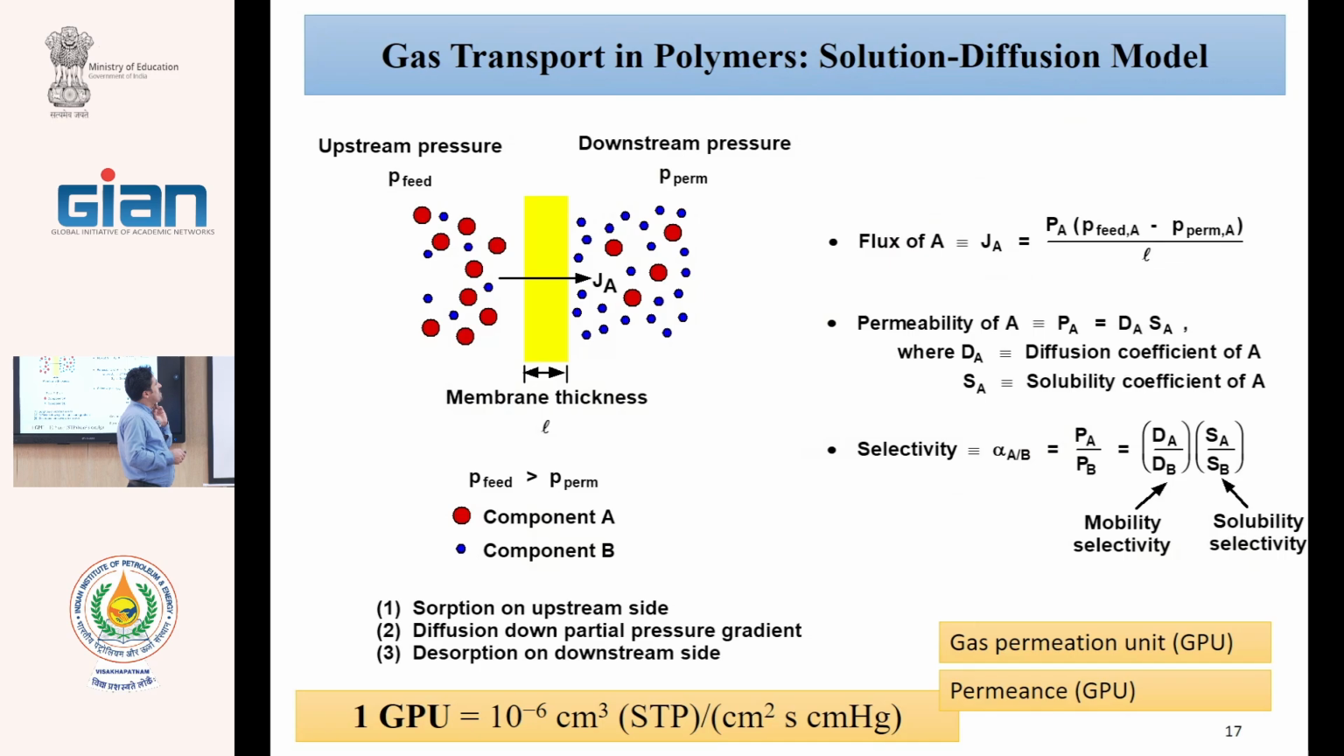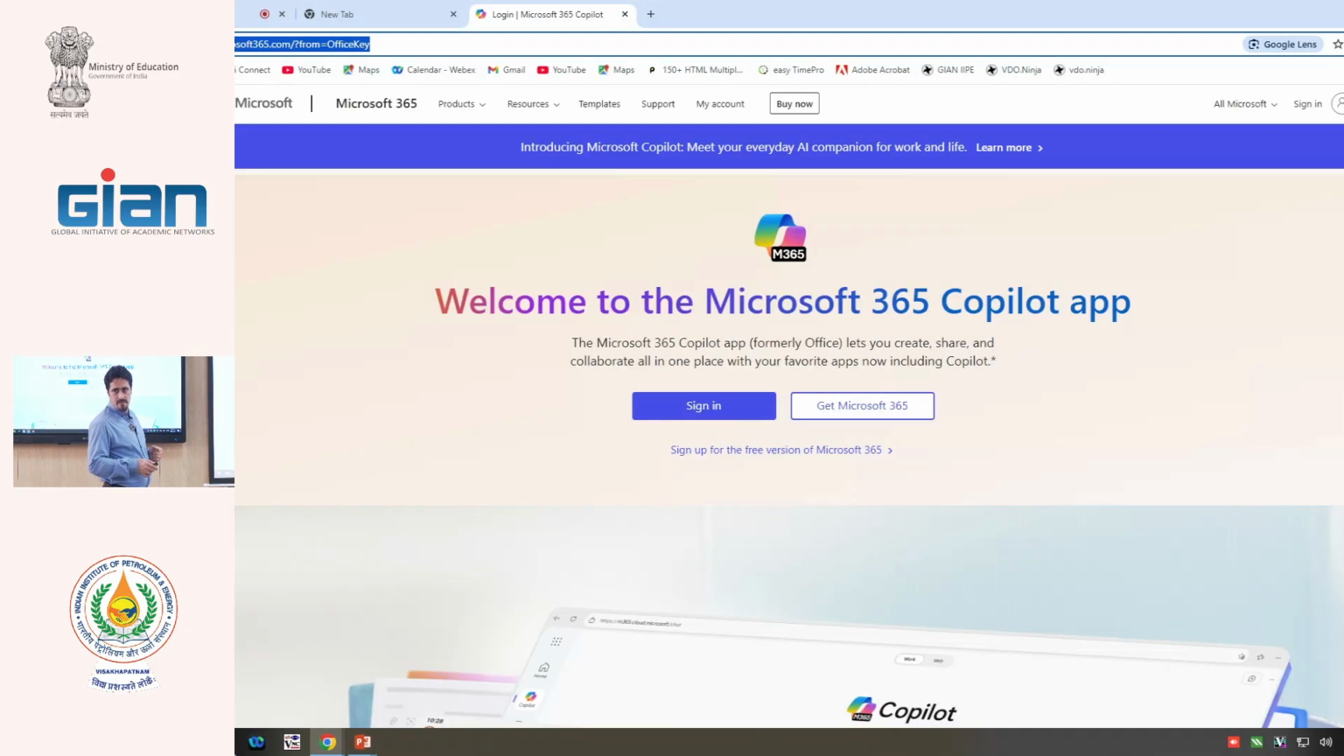Generally, we have this equation for flux. When we speak about flux, we have a permeability constant, delta P as a driving force, and L as the membrane thickness. Okay? This coefficient, permeability, results from two coefficients, diffusion and solubility. And the selectivity is defined as the flux of gas A to the flux of gas B.